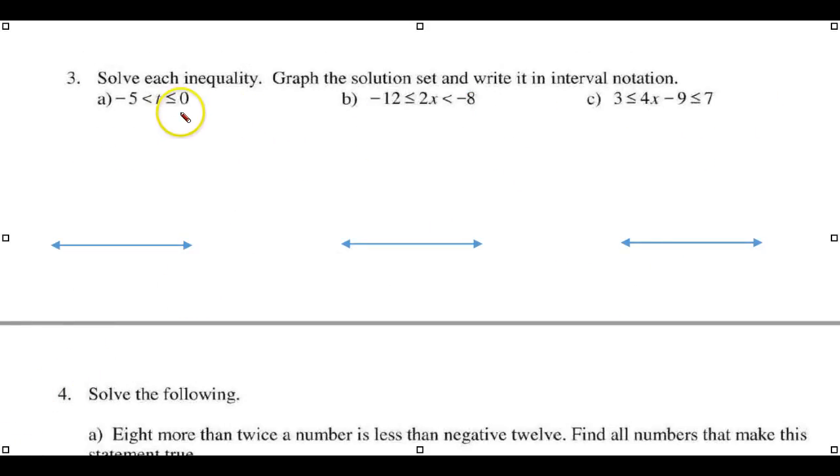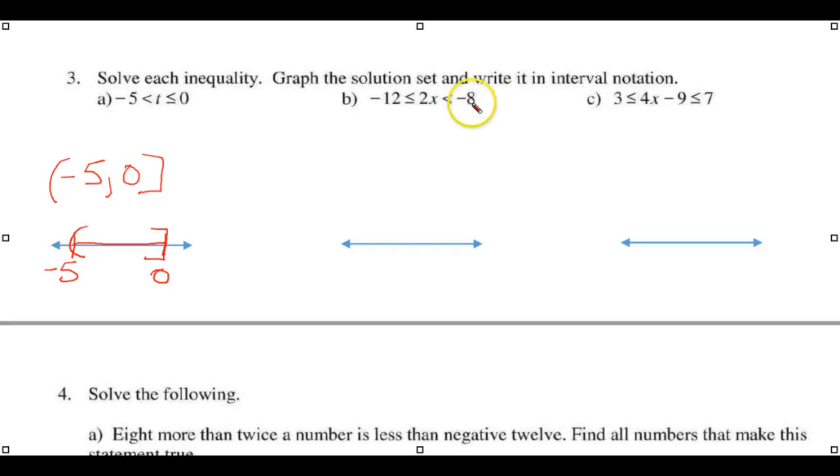Now, these are compound inequalities, so we'll spend a little time on this. Here the t is already isolated. So when we go to graph it, we have a negative 5 there. We have a 0 there. Now this sign will be a parenthesis. This sign will be a bracket. And we just fill it in. And in interval notation, right from the graph, parenthesis, negative 5, comma, 0, bracket.